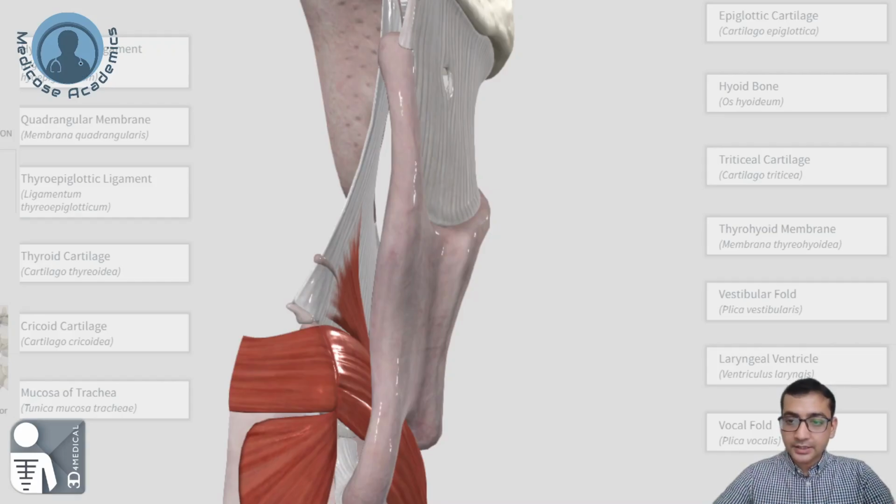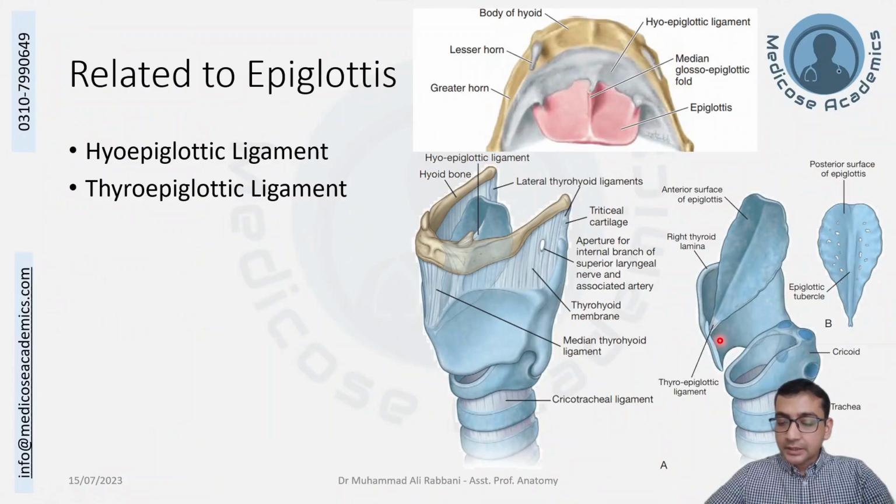This is about the thyroid cartilage. Its anterior membrane part is called median thyroid ligament. Then there is epiglottis. Epiglottis, two ligaments are important. We have seen them multiple times in the model now. The ligament that is joining the epiglottis to the thyroid cartilage, this is known as thyroepiglottic ligament. And the ligament that is attaching the anterior surface of the thyroid cartilage to the posterior surface of the hyoid bone, that is known as hyoepiglottic ligament. So these are the ligaments.